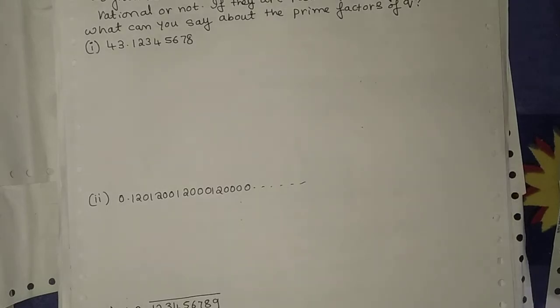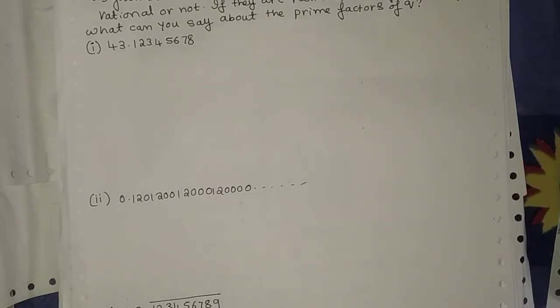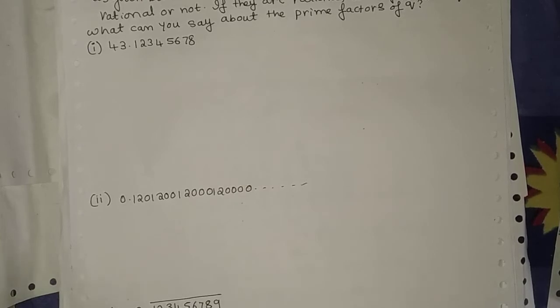So decimal expansions as given below. In each case, decide whether they are rational or not. If they are rational and of the form P by Q, what can you say about the prime factor of Q?